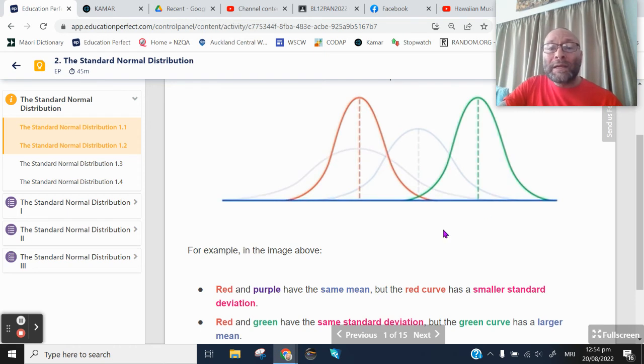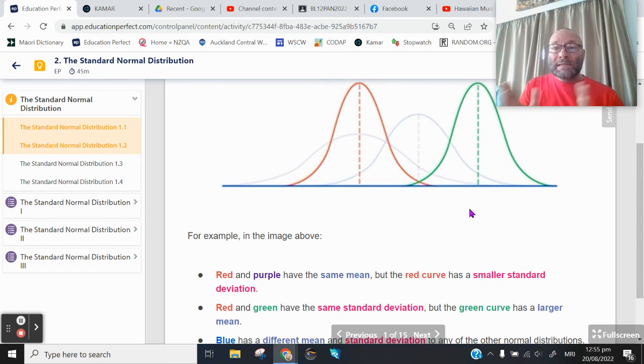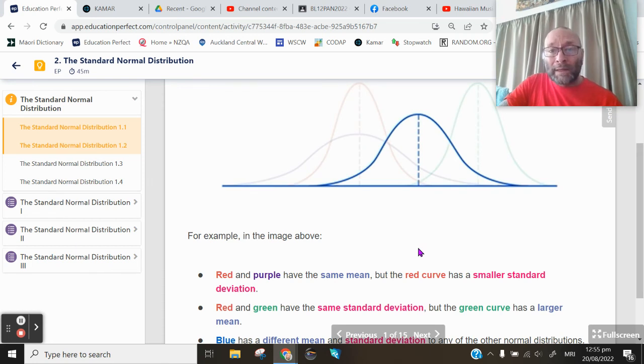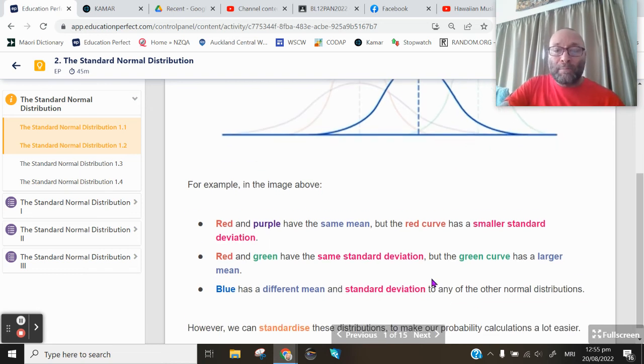Now, the red one and the green one, remember that this axis is a ruler. It's a number line. So as we go more and more to the right, the numbers are getting bigger and bigger. So this red one has a much, much smaller mean compared to the green one, but they've got the exact same standard deviation because we can see they're spread out about the same. And the last one here, this blue one, has got a mean that's in between the red and the green, and it's also more spread out, so it's got a larger standard deviation compared to the rest.